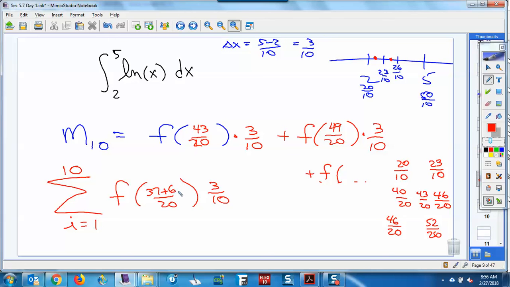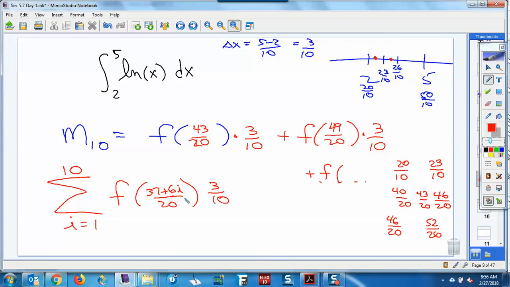37 plus 6i. We can't start at 40 because that would give me 46, right? I need to get 43, and I have to add on the 6i. So I need 37 plus 6i. Now I can check that. Put a 1 in, I get 37 plus 6, which is 43 20ths. Put a 2 in, I get 37 plus 12, which would be 49 20ths.